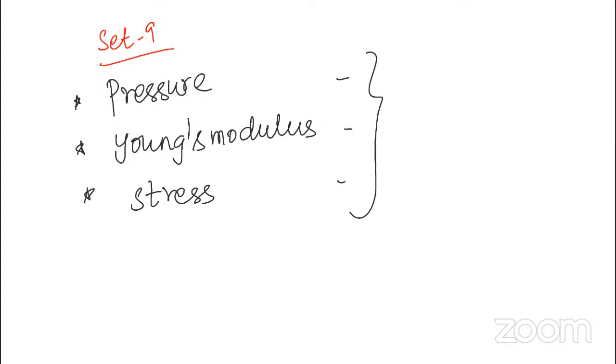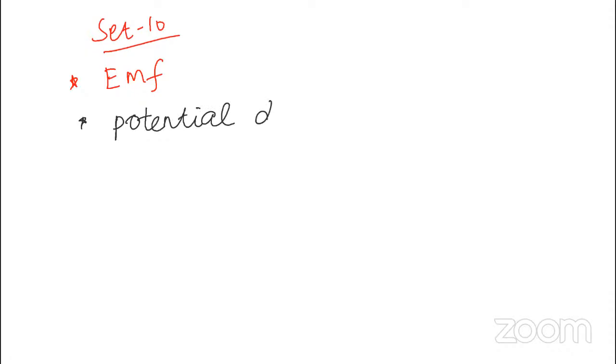Right. M L power minus 1 T power minus 2. Yes, very good. Next one, set 10. That is EMF, EMF, potential difference, and electric potential.